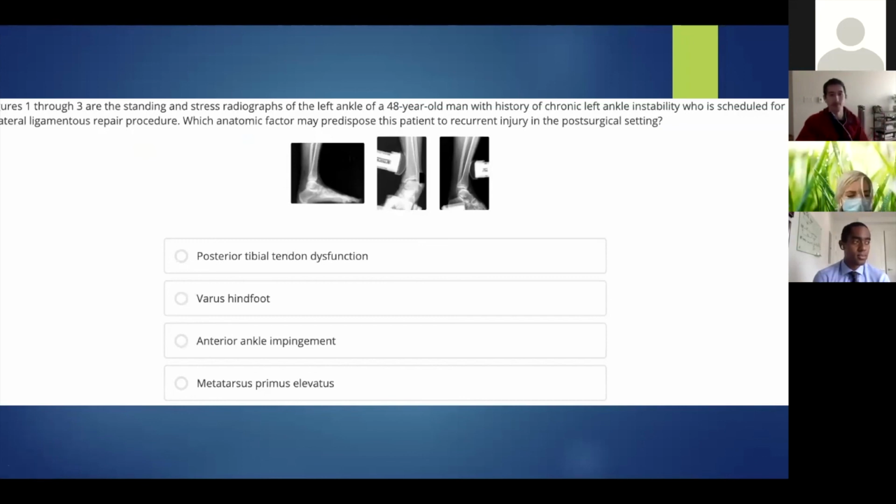All right, figures 1 and 3 are the standing and stress radiographs of a left ankle of a 48-year-old man with chronic left ankle instability who's scheduled for a lateral ligamentous repair procedure. Which anatomic factor may predispose this patient to recurrent injury?